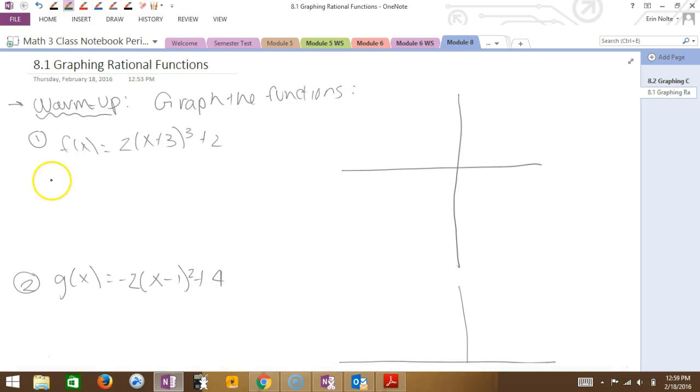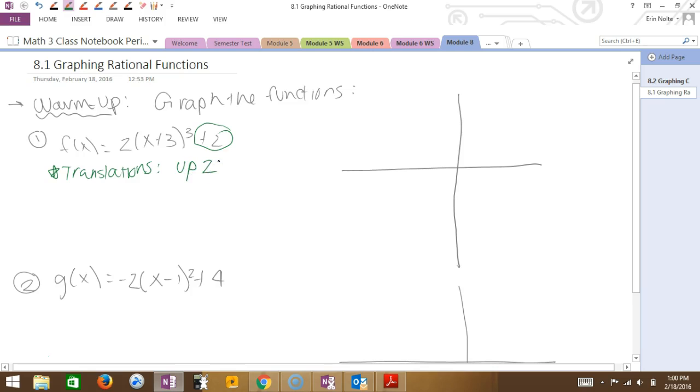Anyways, as I was saying, we first need to figure out our translations, which are what? What does that +2 tell us on the very end, right here? We're going to be going up 2. And then what's our other translation? What does this x + 3 tell us? Yeah, left 3.